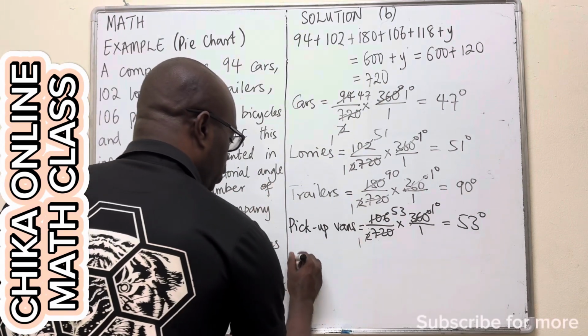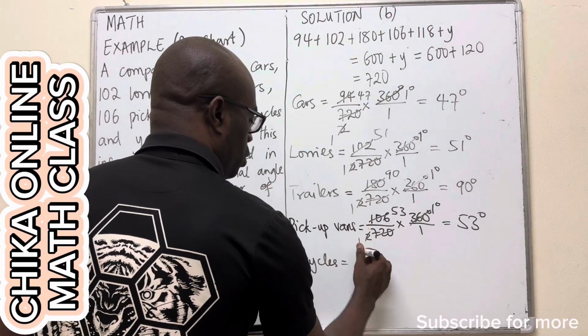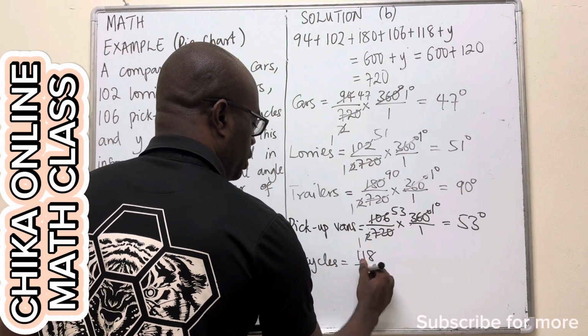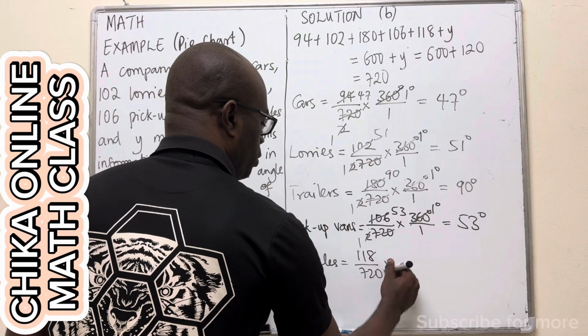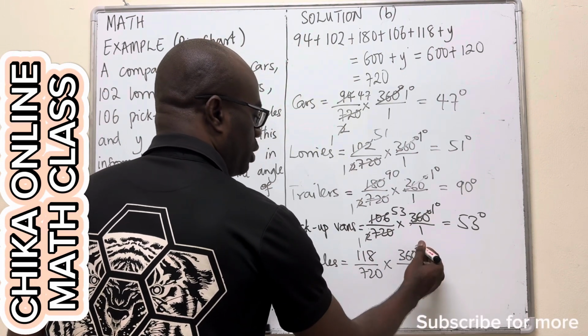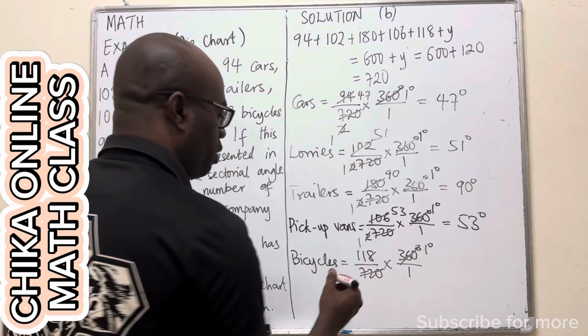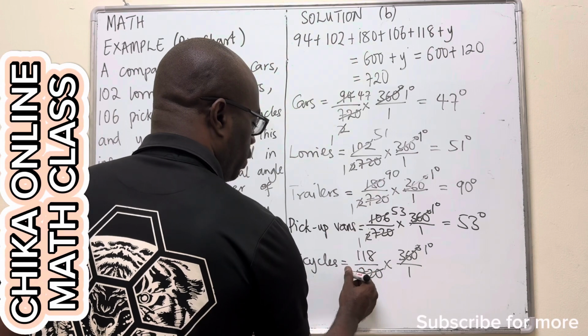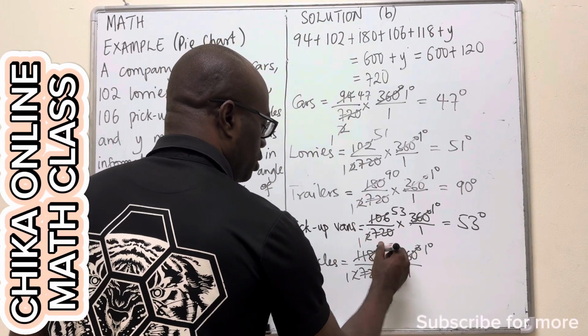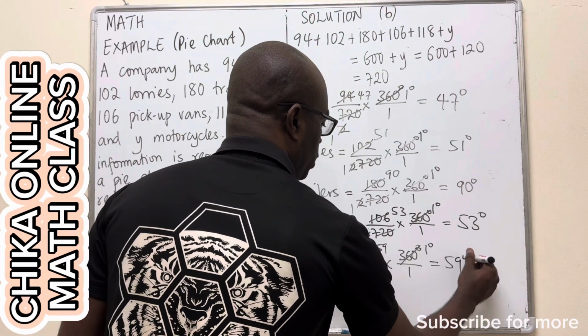Then last, we have 118 bicycles. So for bicycles, we have the angle as follows: 118 over 720 times 360 degrees over 1. 360 can divide. 360 divides 360 degrees, you have 1 degree. 360 divides 720, you have 2. 2 divides 2, 1. 2 divides 118, 59. So 59 times 1 degrees is 59 degrees.